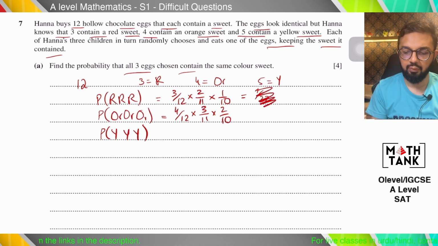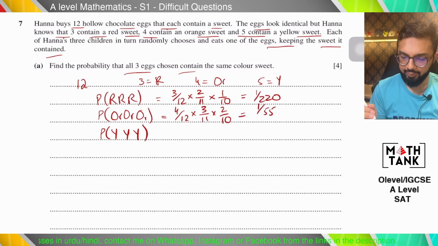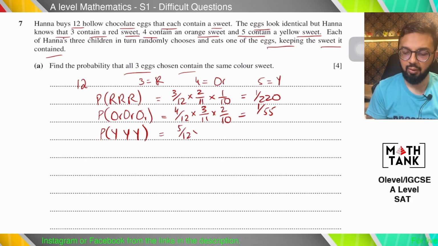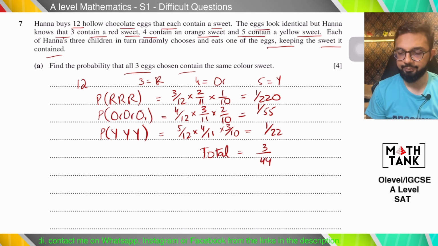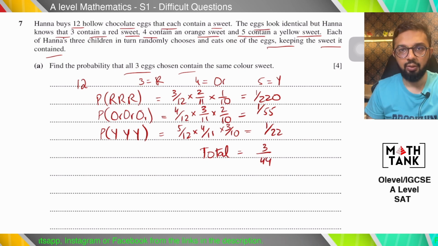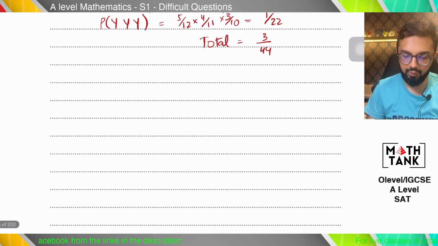No, sorry, that didn't give me 1 out of 22. That gives me 1 out of 220. 1 out of 55. And this one gives me 5 over 12, 4 over 11, and 3 over 10. 1 over 22. So the total is 3 over 44, I think. Okay, that's a relatively simple question for 4 marks. I think the next parts are difficult.